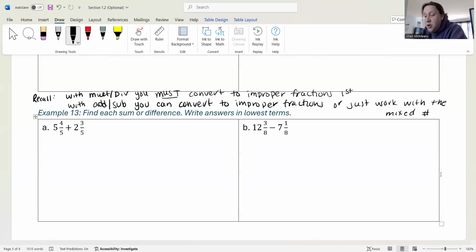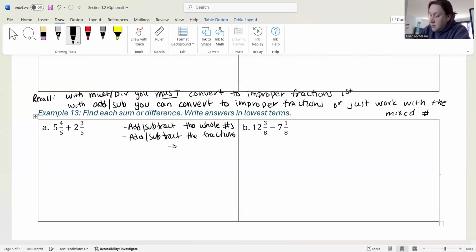Okay, so if you're going to leave them as mixed numbers, you want to add or subtract the whole numbers. And then you want to add or subtract the fractions. Simplify as needed.